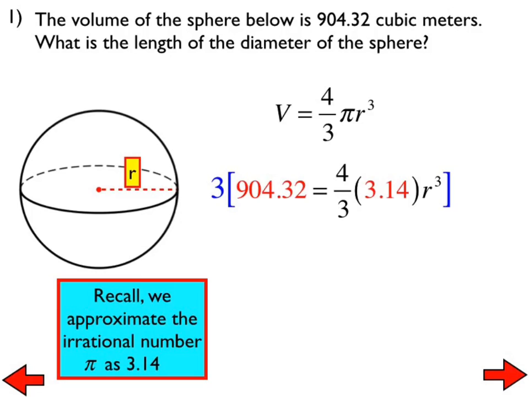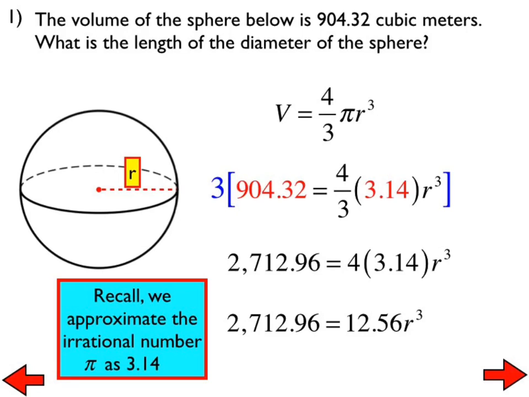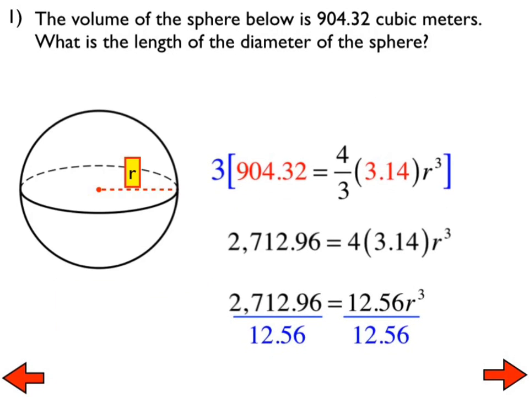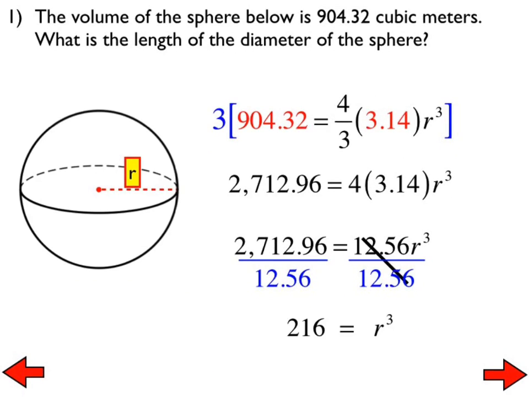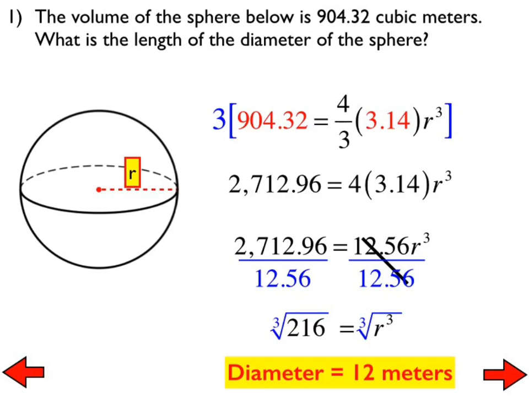Now remember, when you do that, you're not multiplying the 4/3 by 3 and the pi by 3. You're multiplying that whole thing by 3. And I will quickly review that idea again in just a second. But this is what you should end up with. And then multiply the 4 and 3.14 together, then divide both sides by 12.56. And we're going to end up with r cubed being equal to 216. We take the cube root of both sides, and we end up with the radius of 6, but we're not asked for the radius, we are asked for the diameter. Okay?